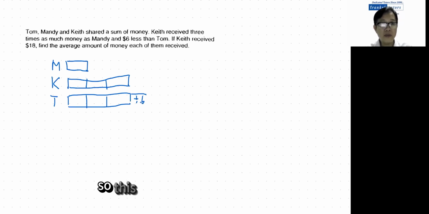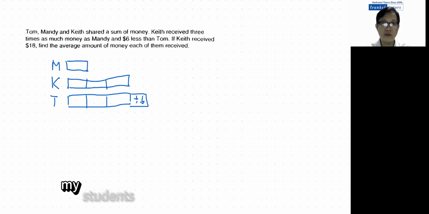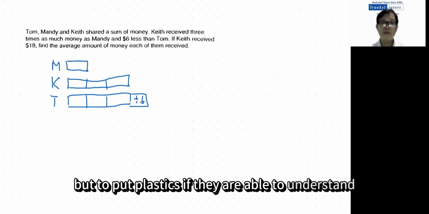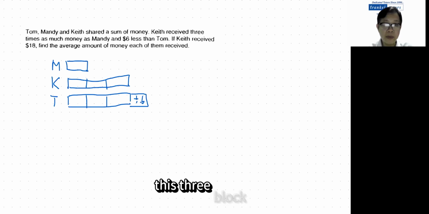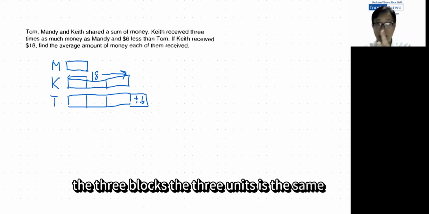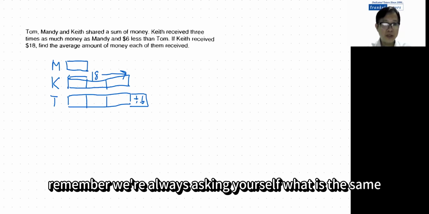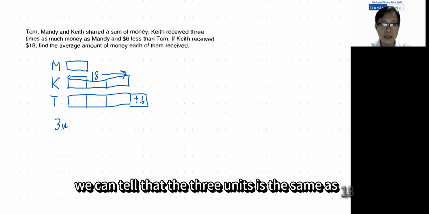Okay, so this unit is different from the rest. So in some cases, some of my students would choose not to even draw this box, but to put a plus 6 if they are able to understand. So we also know that Keith receives $18. So in other words, this 3 block is 18. So in other words, the 3 blocks, the 3 units is the same as 18. Remember, we're always asking ourselves, what is the same? So in this case, we can tell that the 3 units is the same as 18.